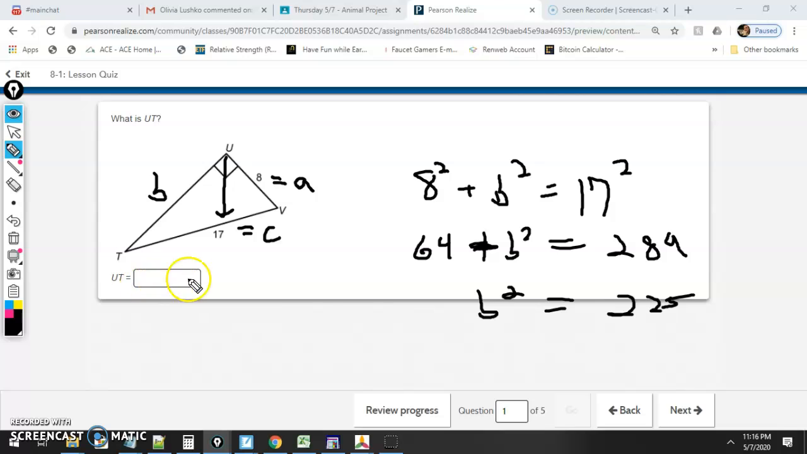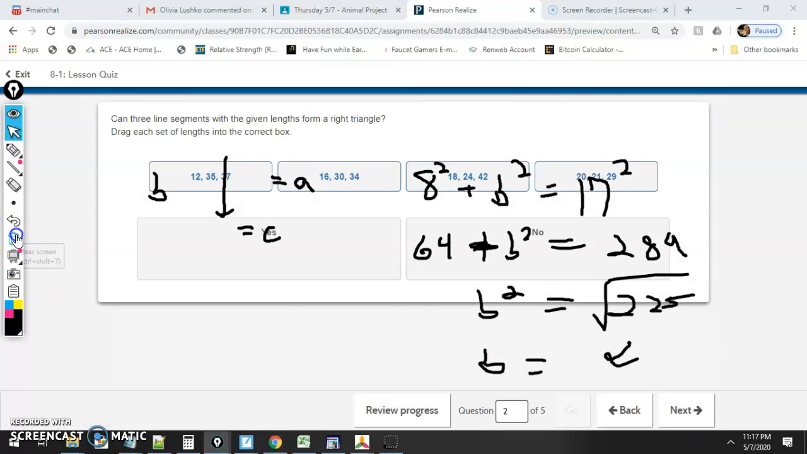Now you don't type 225 in here because this is b squared. You need to figure out b. In order to do that, you take the square root of 225, and I'm not going to tell you what it is. You guys got to do the last step, which should not be hard. All right, so let's go to the next one here.